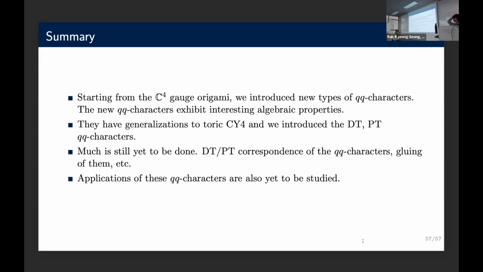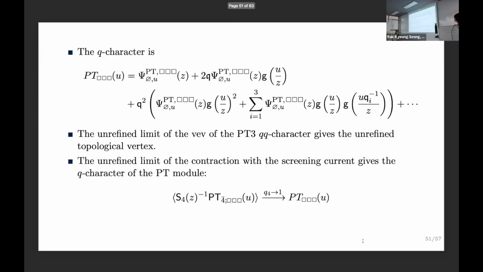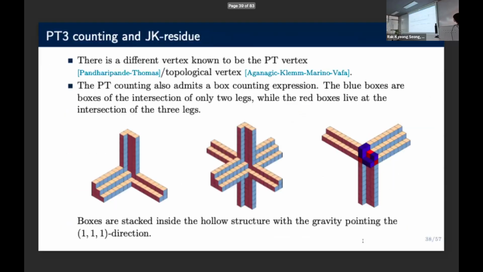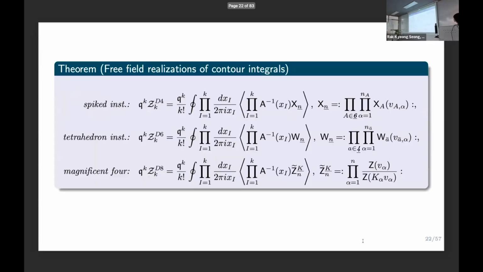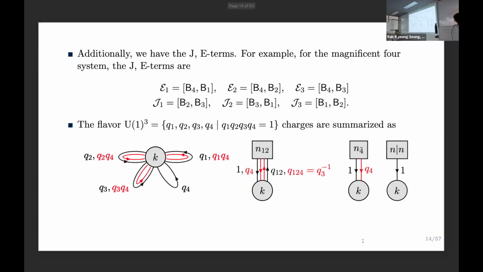So in the quiver for C4 at the beginning, you have both chirals and Fermi. Do the Fermi multiplets contribute to the superpotential? Yes. Which one? This one here? Right. Yes. Generally, all these Fermi multiplets also contribute to the J terms and E terms.